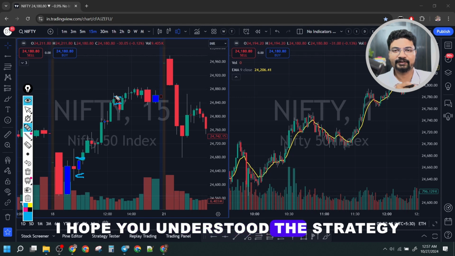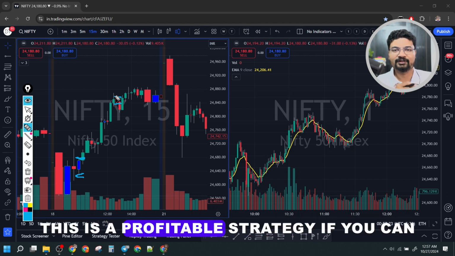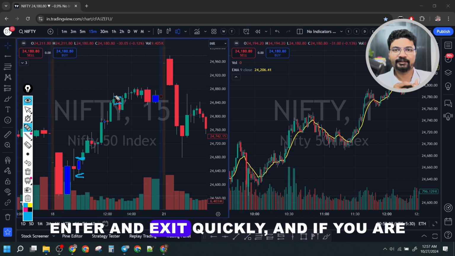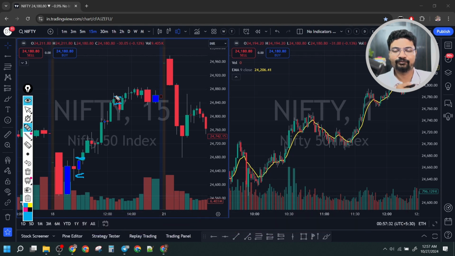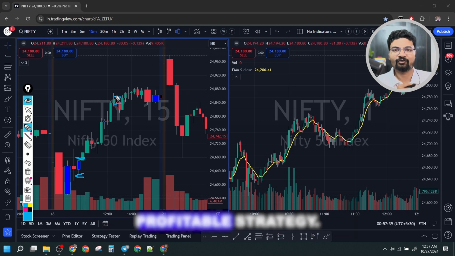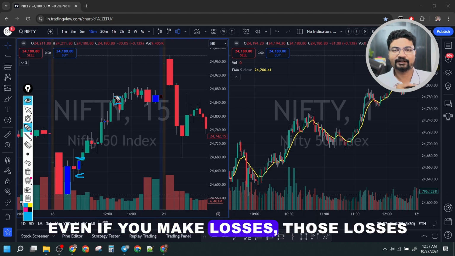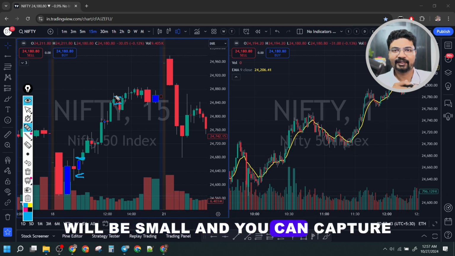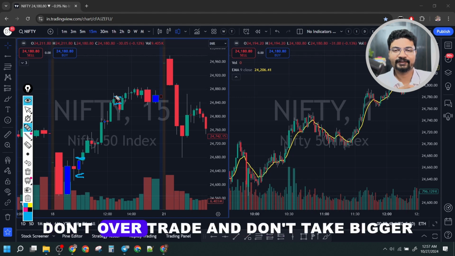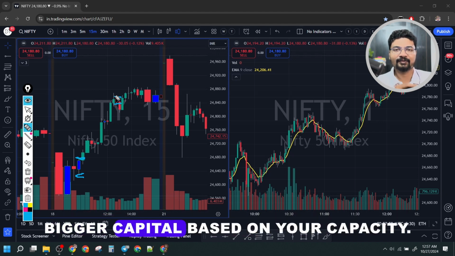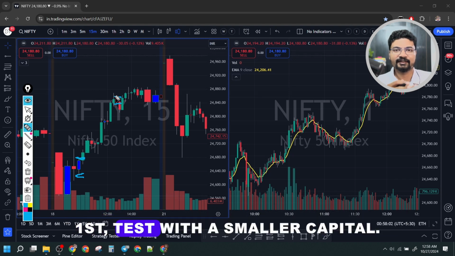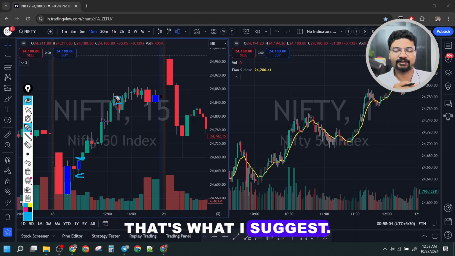I hope you understood the strategy, and this is a profitable strategy if you can enter and exit quickly, if you observe the market and can punch the orders quickly. Even if you make losses, those losses will be small and you can capture bigger profits. Don't overtrade and don't take bigger positions. Try it with a smaller capital. If you are comfortable with the strategy, then only use bigger capital based on your capacity. First, test with a smaller capital. That's what I suggest. That's all.